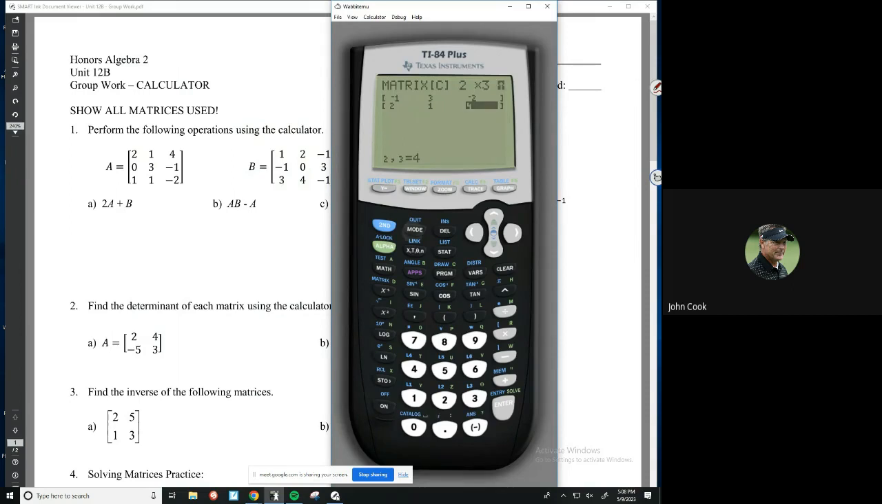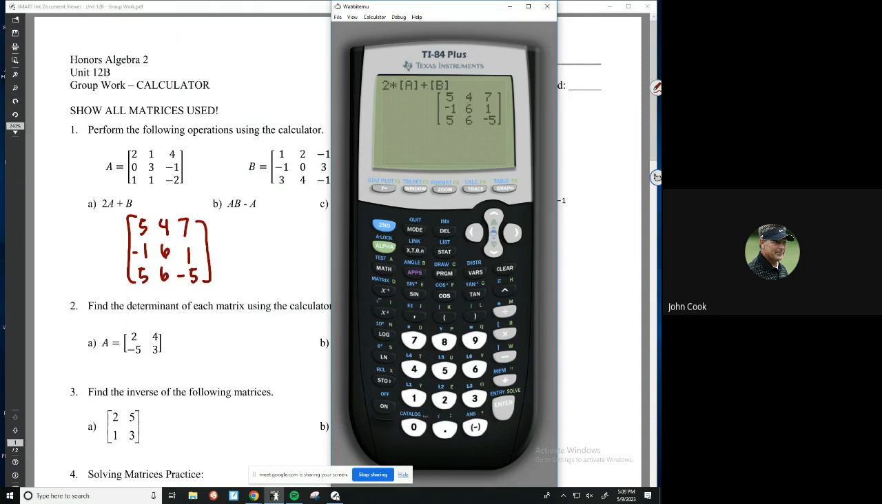Okay, so we've got to do 2 times matrix A plus matrix B. So we do 2 and then times, and then we go over to the matrix menu, and instead of going to edit, we just stay with the names part, and we just hit enter. So 2 times matrix A, and then plus, and then we do matrix B. Then we hit enter, and we get our result. So 5, 4, 7, and then -1, 6, and then 1. And then 5, 6, -5.